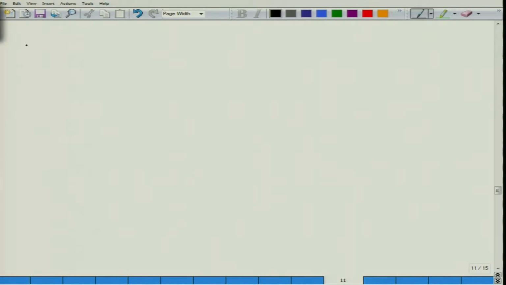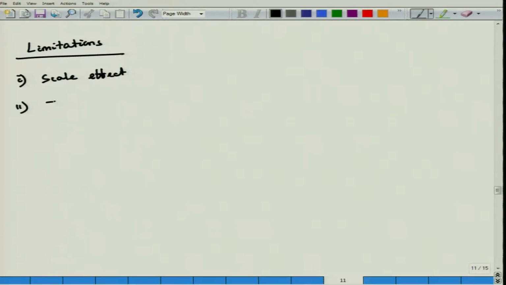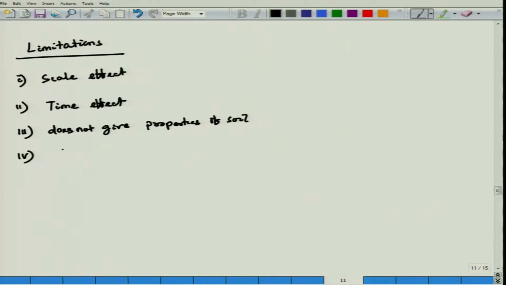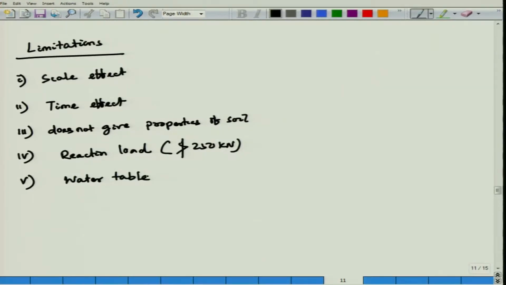Now, come to the limitations. What are the limitations? First one is your scale effect, second one is your time effect, then third one is your plate load test does not give properties of soil, then fourth one is your reaction load, it is generally not more than 250 kilonewton. Fifth one is your water table. Limitations: scale effect, time effect, does not give properties of soil, reaction load, water table.